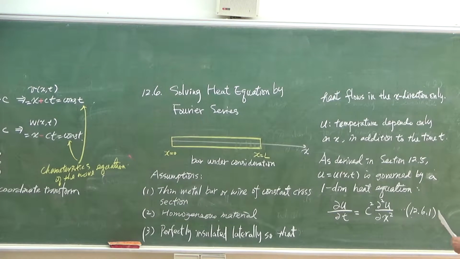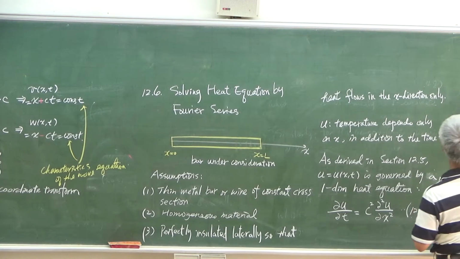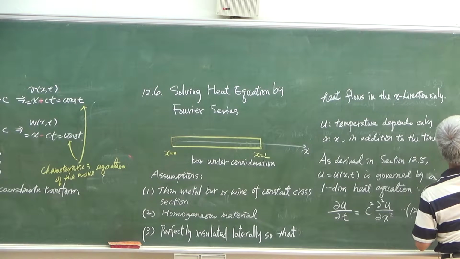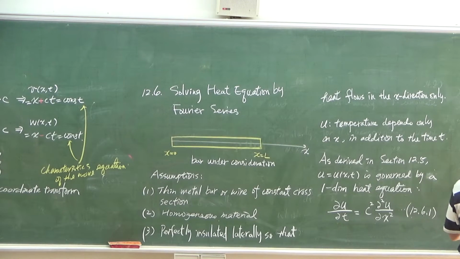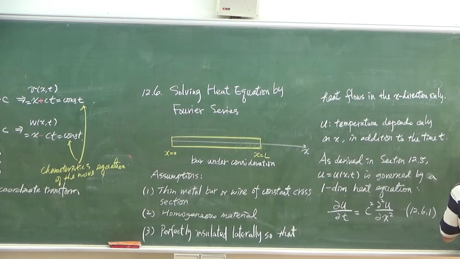Okay, and we will consider and assume two boundary conditions: U(0,t) equals 0 and U(L,t) equals 0 for all t greater than 0. This is 12.6.12.